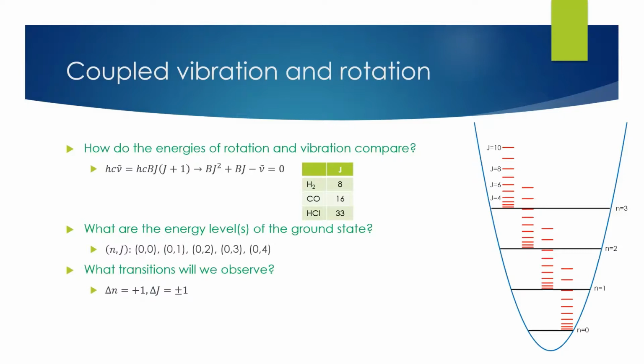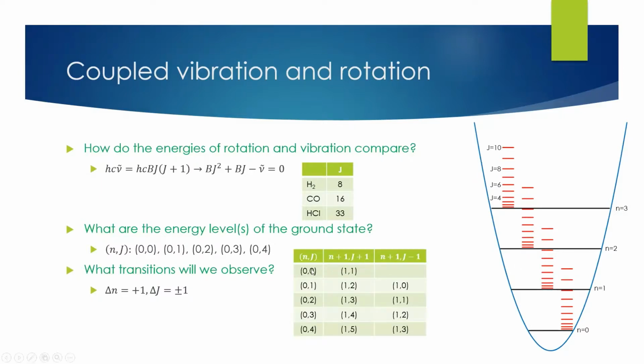So we're allowed to have delta n equal to +1 and delta J equal to plus or minus 1. So what transitions does this give us? Well, if we start in 0, 0, we can increase both of these by 1, and we'll have a peak that corresponds to 1, 1, the transition from not just the ground vibrational state, but also to the excited vibrational and rotational state.